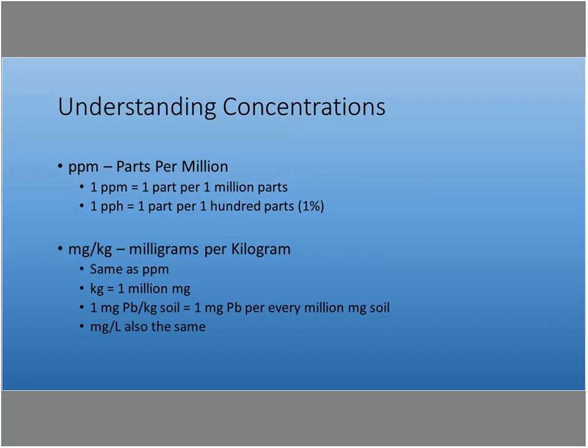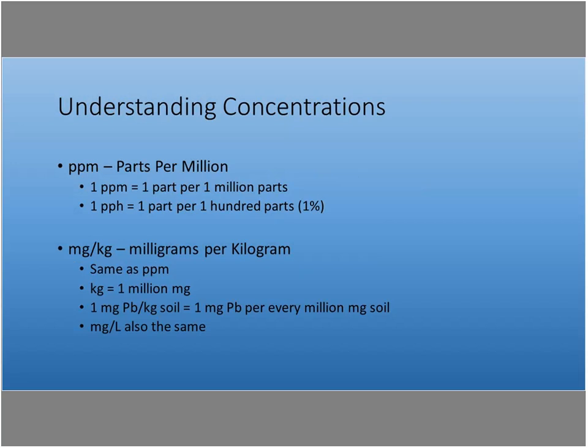So, understanding concentration, I like for people to at least get an idea of what these units mean. When you see ppm, or parts per million, how much is that? And how much should you be worried about? You can see that some of these are very, very low concentrations. So 1 ppm means 1 part per 1 million parts. And to understand that better, 1 pph is the same as saying 1%, 1 out of 100.